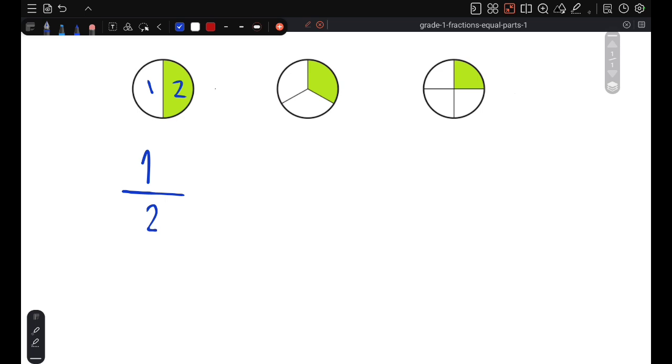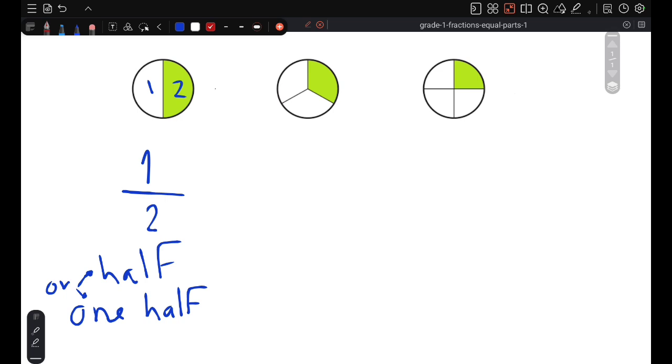So we name this one, as at the beginning of the session, half. So I can name it by half, or 1 half. Both are right. If I name it as a half, or write 1 half, also right.